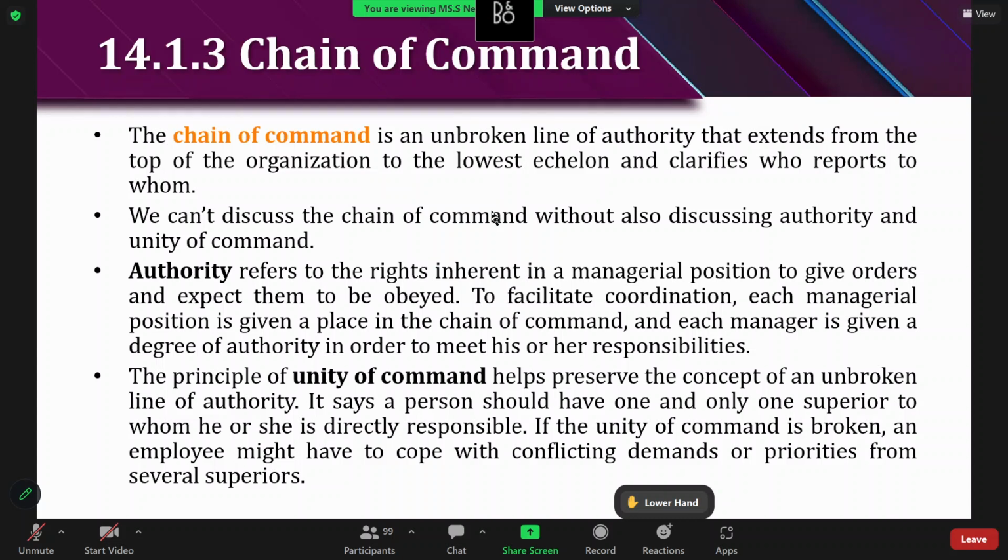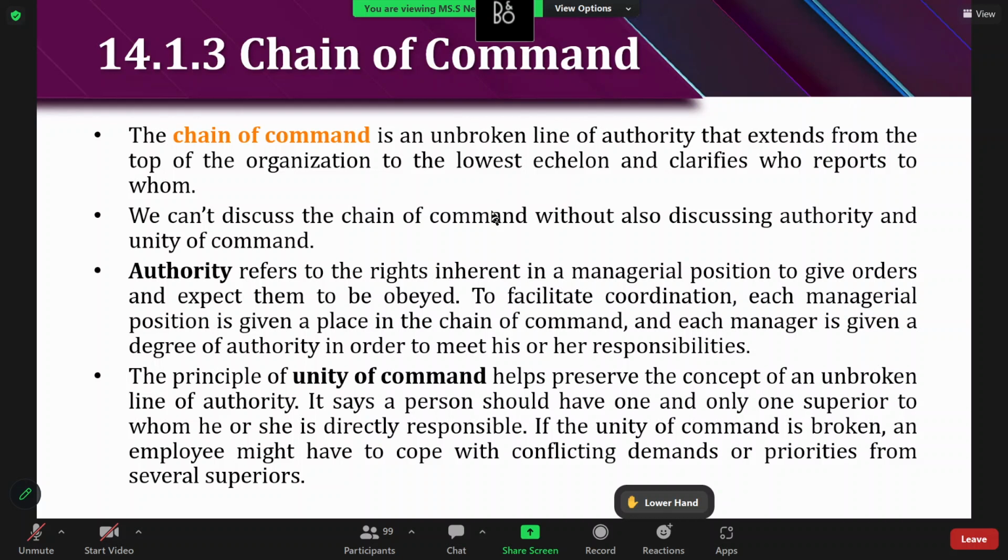To facilitate coordination, each managerial position is given a place in the chain of command. In a chain of command, it's like a complete chain where the top management would be at the top level, the product line managers would be at the low level, or maybe department managers may be at the middle level. So that's how each and every managerial position would be allocated a position in the chain of command, and each manager is given a degree of authority.